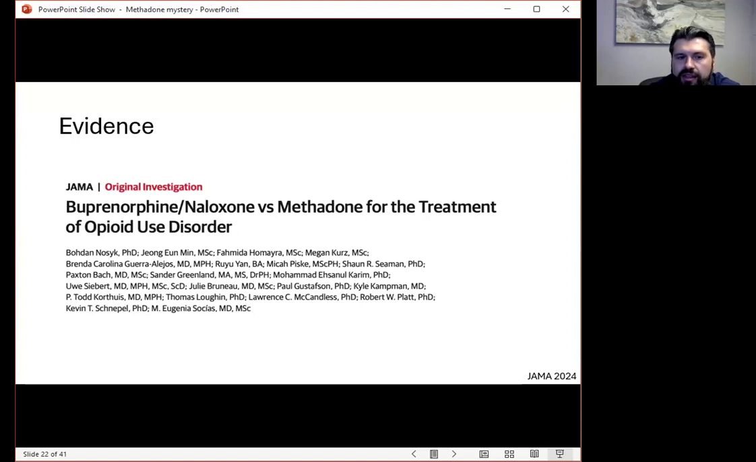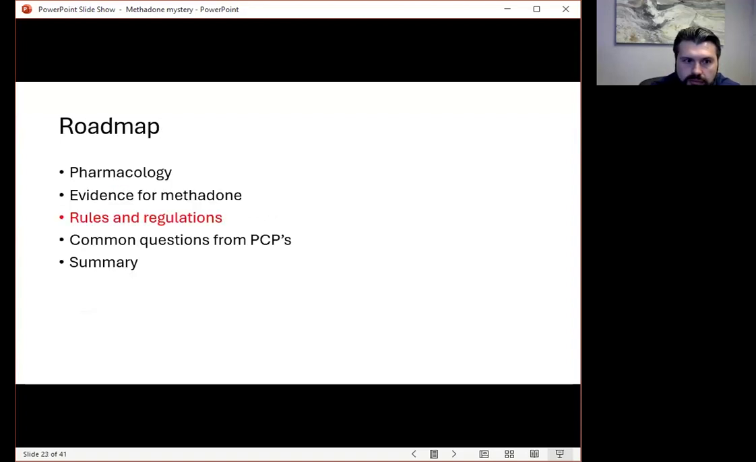And really, I think the big thing that this JAMA study was bringing up was that there needs to be some policy changes for methadone. It can be an effective first-line treatment for opioid use disorder, but there are so many regulatory issues with it that there was a call for action. Which brings up the next highlight, the next segue here. What are those rules and regulations when it comes to methadone?